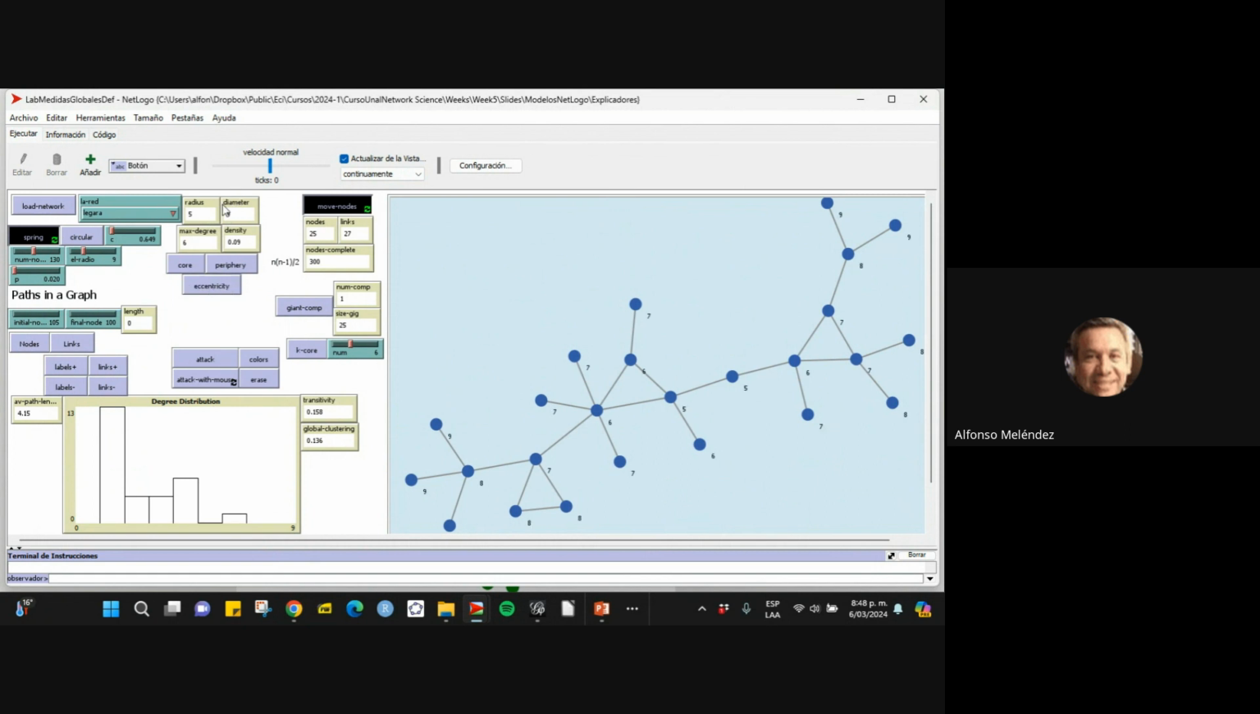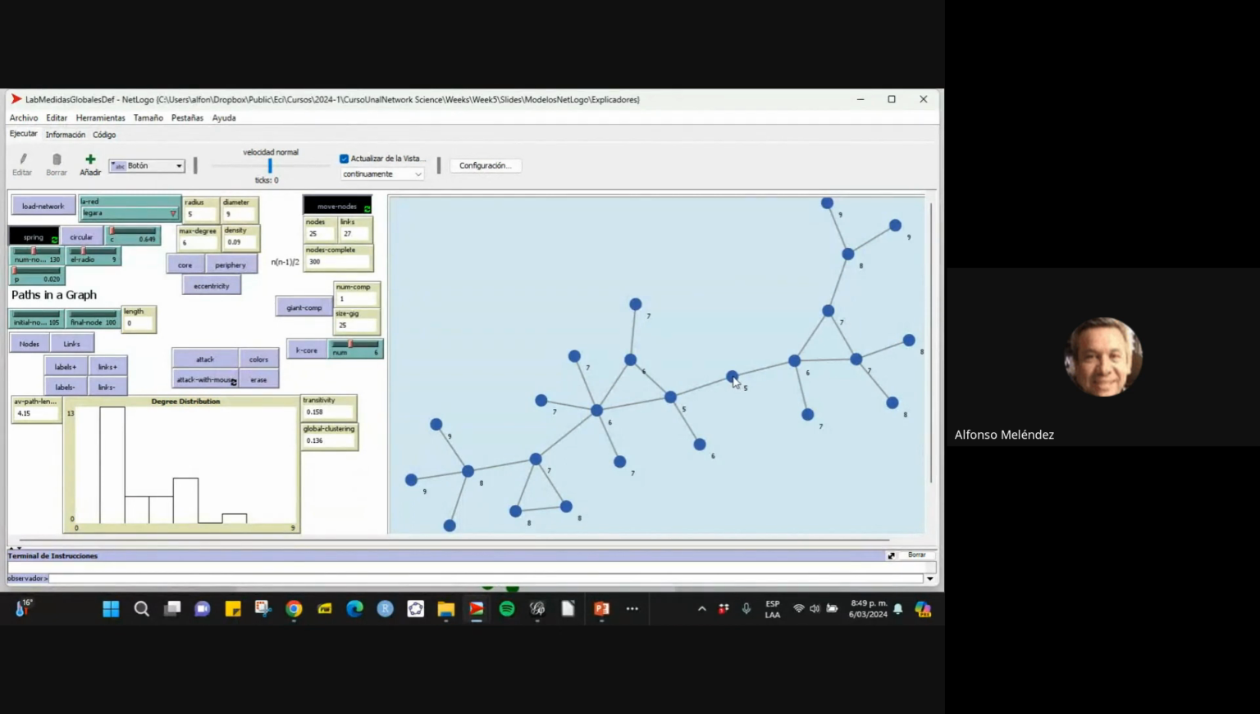I guess diameter and radius are understood by a concept that is called eccentricity. Look, this is another centrality measure, eccentricity. It's a measure of each node. What do these numbers mean? This is 5, this is 7. The eccentricity of a node is the length of the longest shortest path that begins in the node.